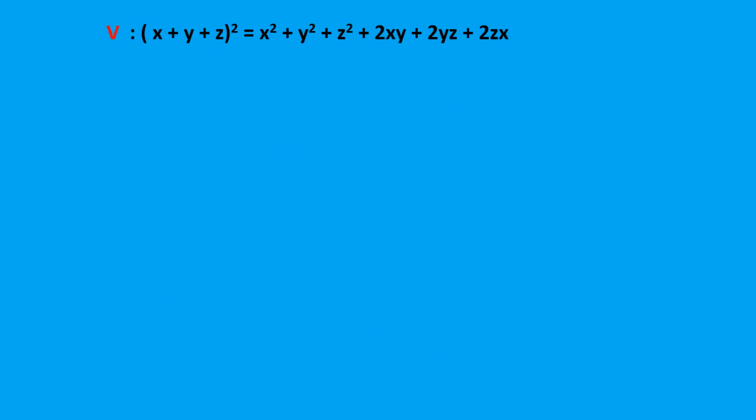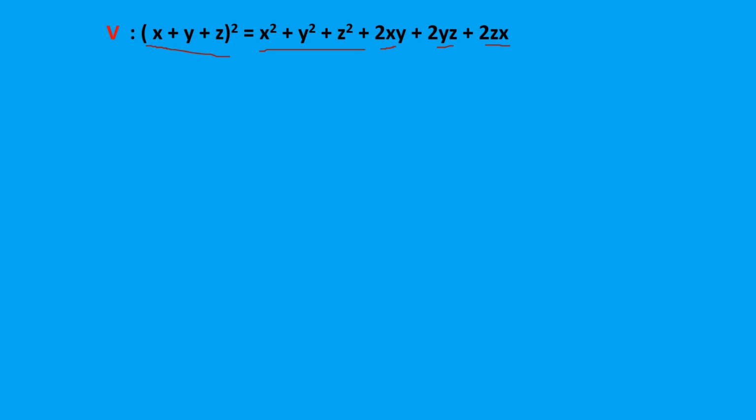Okay, now let's see the identity. That is (x + y + z) whole square is equal to x square plus y square plus z square plus 2xy plus 2yz plus 2zx. Now if you see this identity, the identity is (x + y + z) whole square.